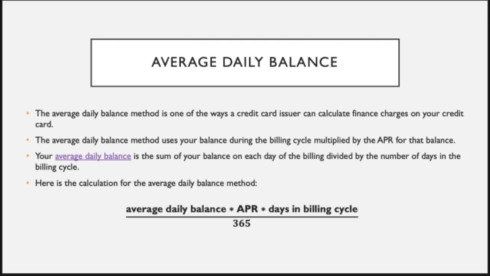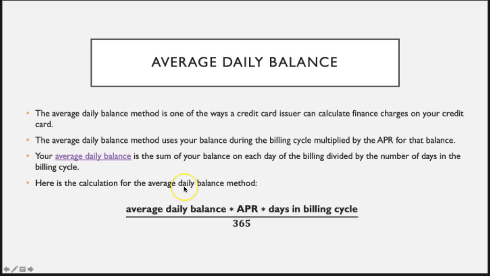Think of it this way: whenever you have an average, like let's say you're going to calculate your test average, you'll take all of your tests, add them up, and divide them by the number of tests. So average daily balance is the same thing. You would take the balance of every single day in your billing cycle, which is typically about a month, depending on the month of the year. You add up the balance for each of those days in the month, and then you divide by the number of days in the cycle. So that's the average daily balance.